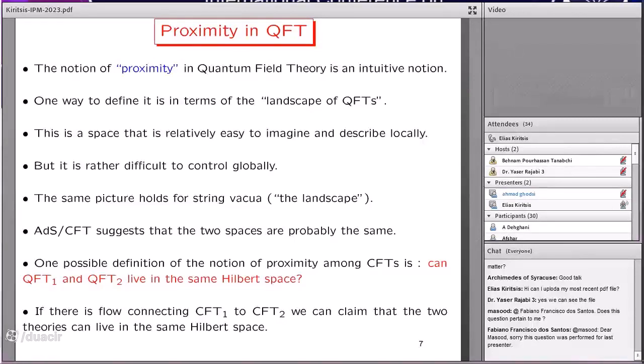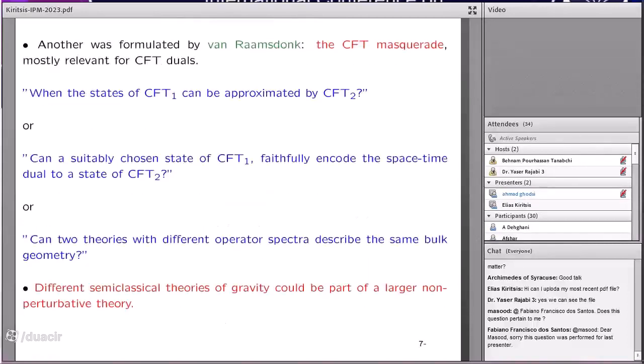And from this point of view, one possible definition of the notion of proximity among, for example, conformal field theories is whether these conformal field theories live in the same Hilbert space. For example, if there is a flow that connects CFT1 to CFT2, then one can claim that the two theories can live in the same Hilbert space. There was another notion of proximity that was formulated recently by Van Raamsdonk. He called it the CFT masquerade. This is mostly relevant for theories which have holographic duals.